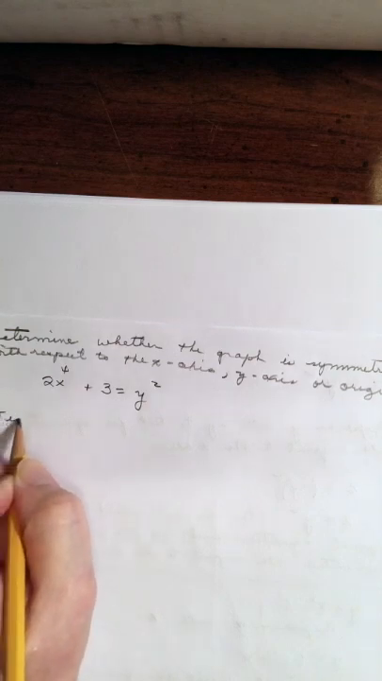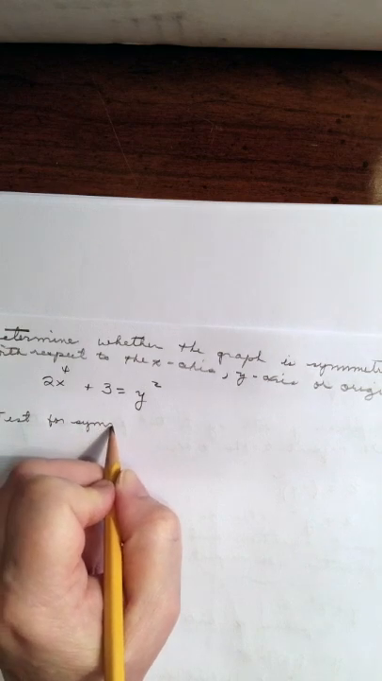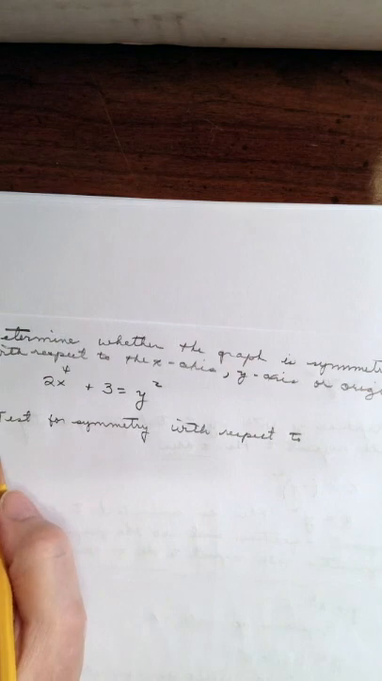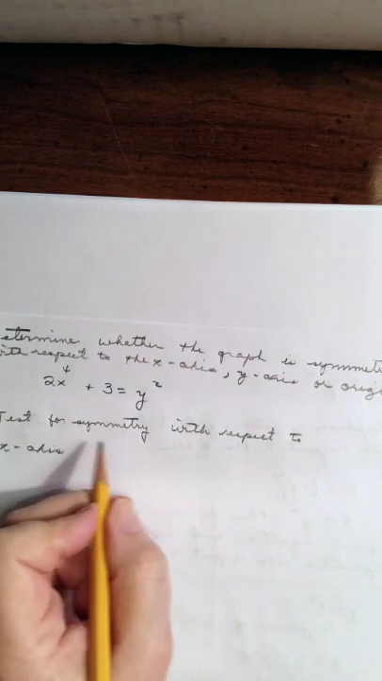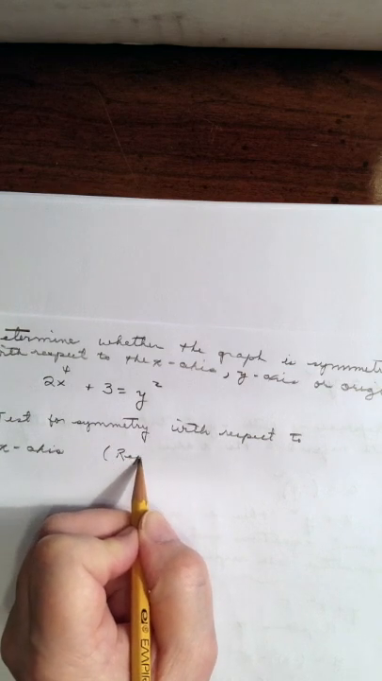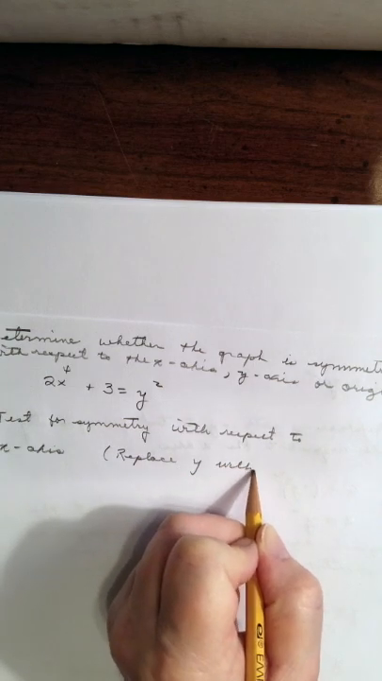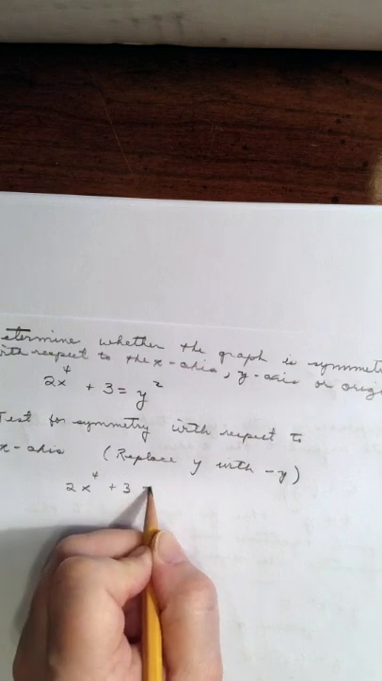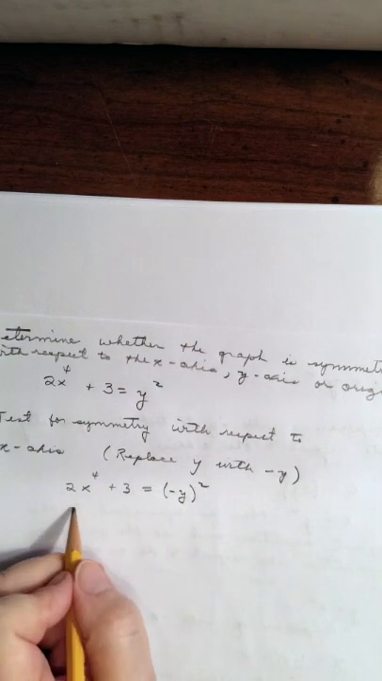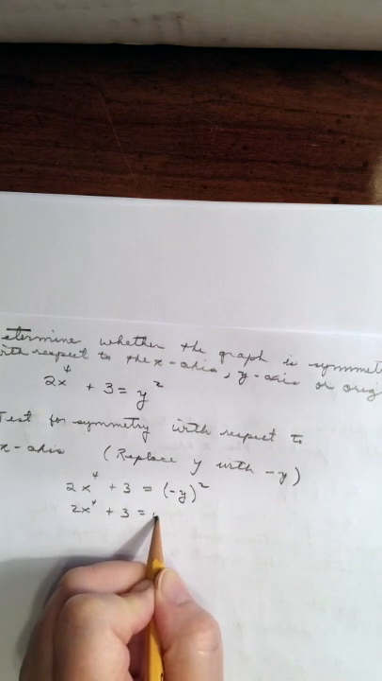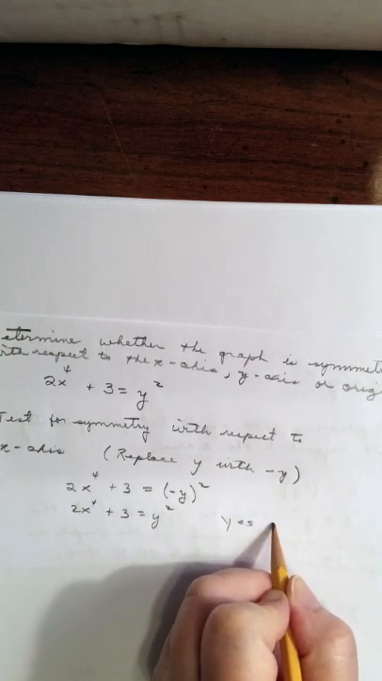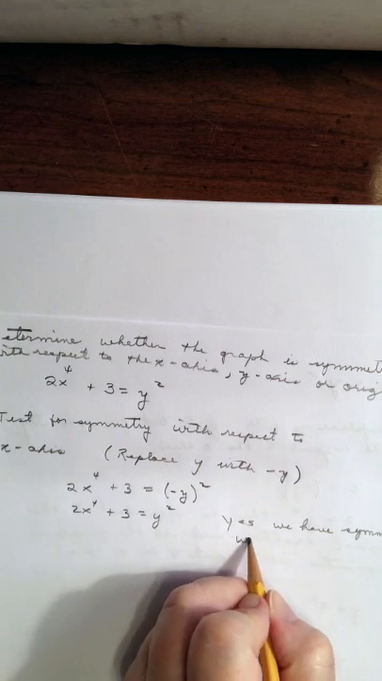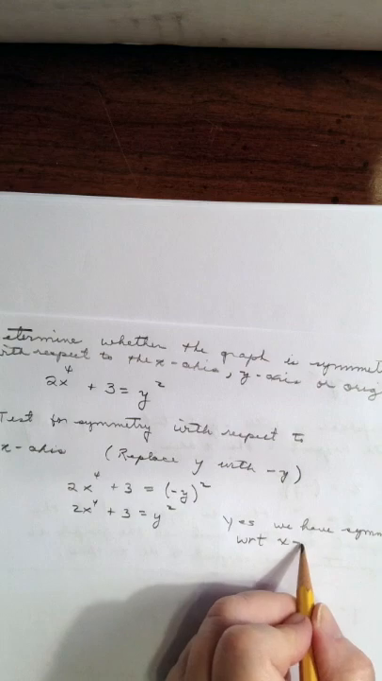Okay, so let's test for symmetry with respect to the x-axis. So that means replace y with negative y. Okay, so we'll have 2x to the fourth plus 3 equals negative y quantity squared. And that gives us an equivalent equation. So yes, we have symmetry with respect, I'm going to abbreviate WRT, with respect to the x-axis.